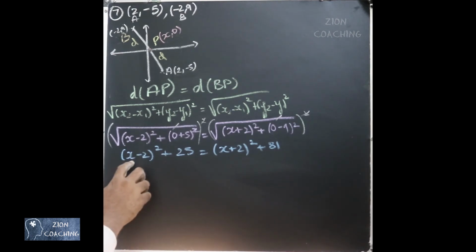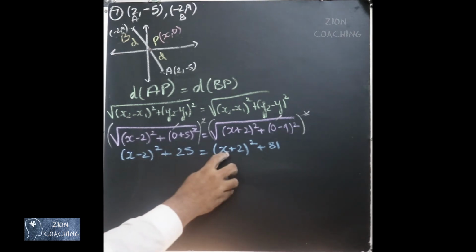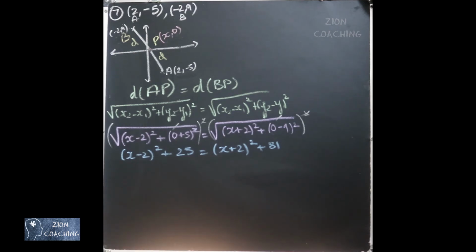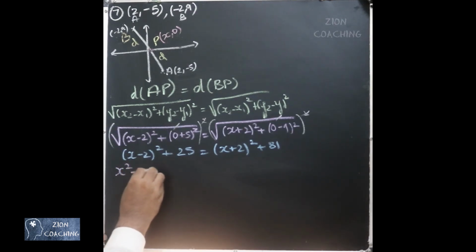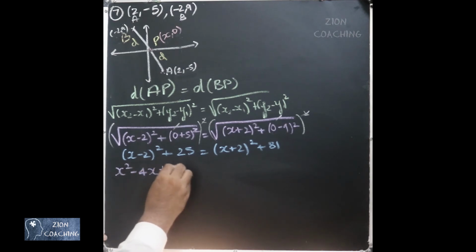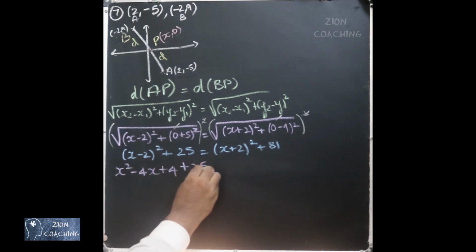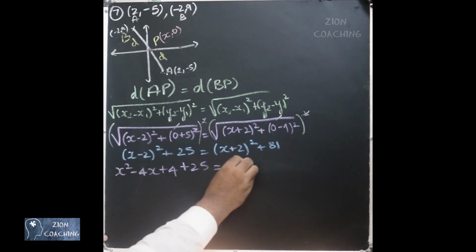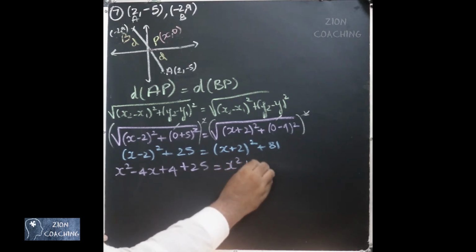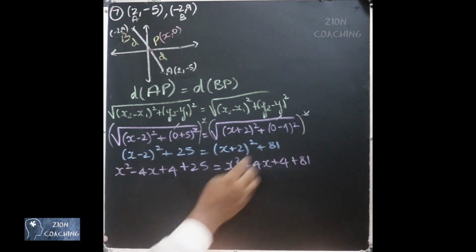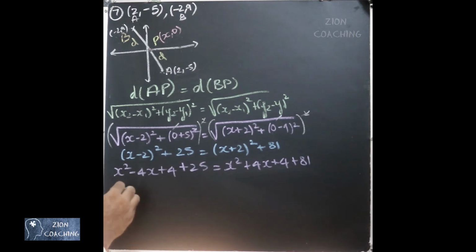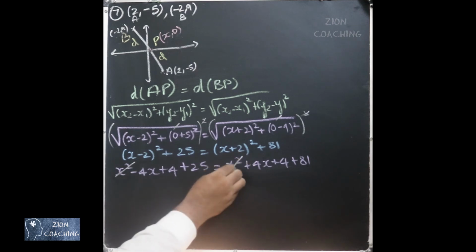Now you expand this using the formula a minus b the whole squared, and this using the formula a plus b the whole squared. So you will have x squared minus 4x plus 4 plus 25 equal to x squared plus 4x plus 4 plus 81. Now both the sides you can see x squared there. So you can cancel that x squared which is common on both sides.